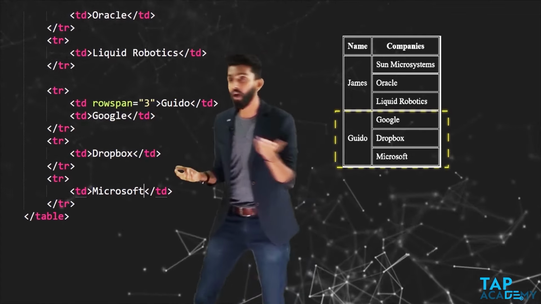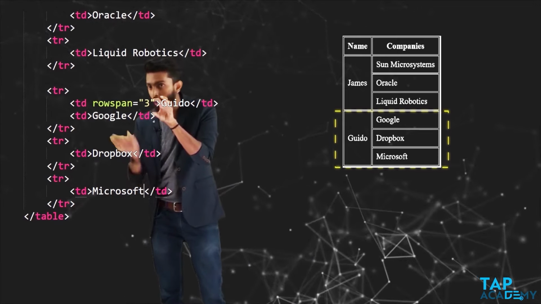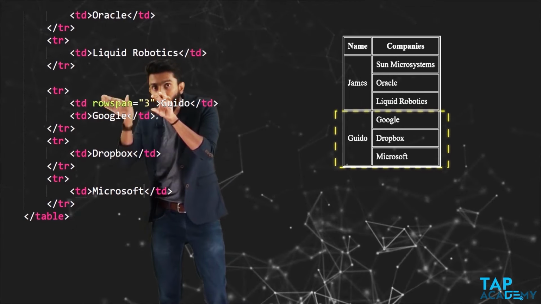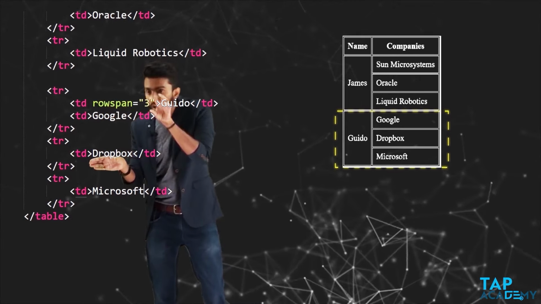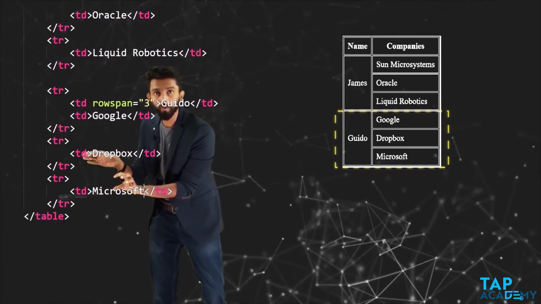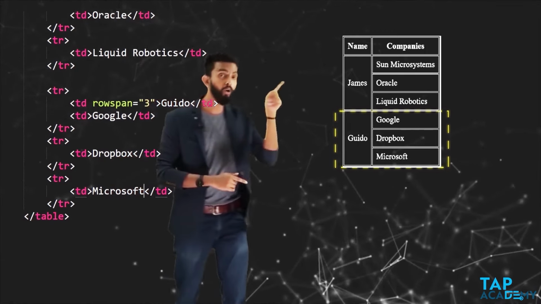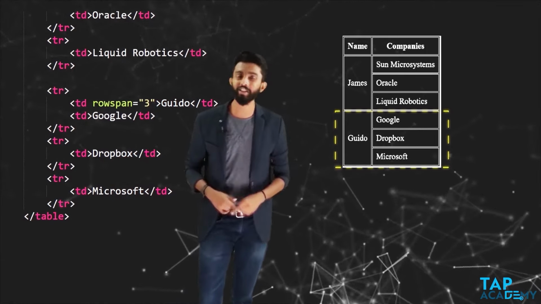Now, same thing happens. Think about it. You have Guido, right? This is the name in the first row. But you told row span. How many rows should it span? 3 rows. Which means the second row also, name will be Guido. Third row also, name will be Guido. But company first row is Google, next row is Dropbox, next row is Microsoft. I hope how this table was constructed is crystal clear to all of you.